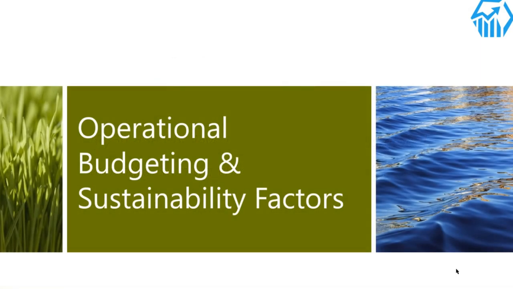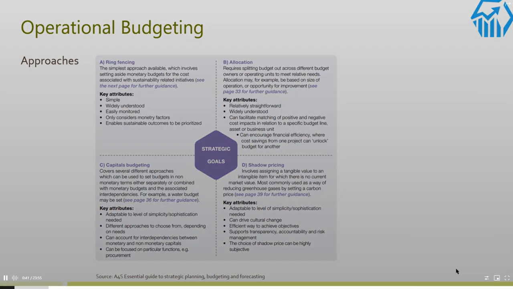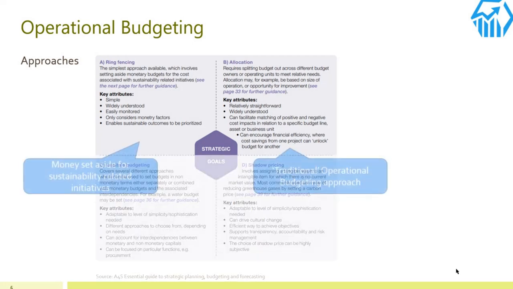And today I would like to introduce you to the operational budgeting process where we try to incorporate sustainability factors. There are different approaches or techniques available for how to integrate these sustainability things. If we start in the upper left-hand corner, you see A, ring fencing, then B, allocation, then C, capital budgeting, and D, shadow pricing. And we will have a look at these four different techniques as we go through this blog post.